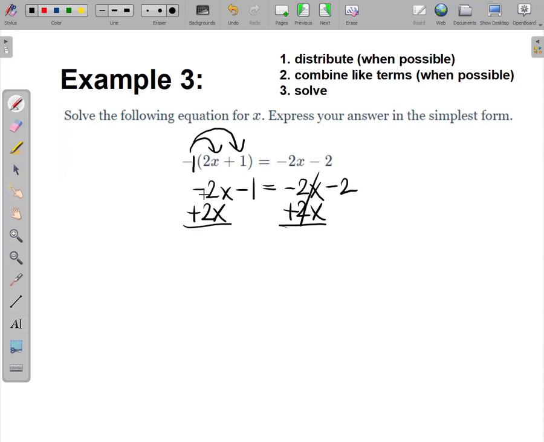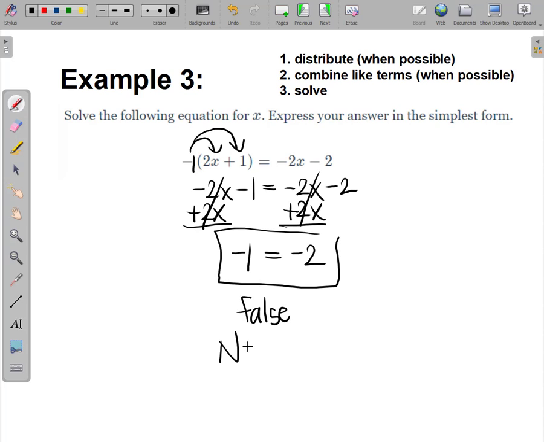-2x plus 2x cancels. On the left side, -2x plus 2x also cancels, which means when I bring down the equal sign, I'm left with a numerical statement. On the left, I have -1, and on the right, I have a -2. When you end up with a statement like this that's false, again, the key thing is to understand that -1 is not equal to -2.